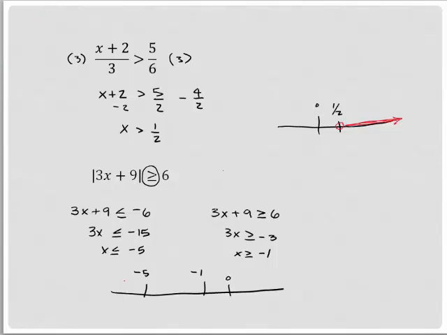Now, what do we have? X is less than or equal to -5. That's a solid dot because it can be equal to. Anything less than is this direction. X is greater than or equal to -1. That's a solid dot again.